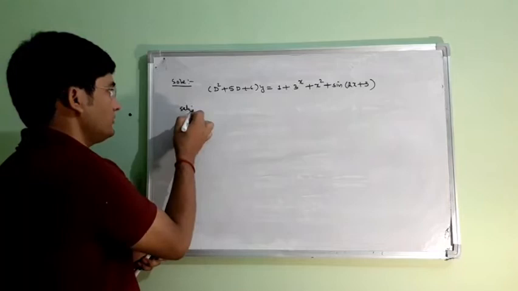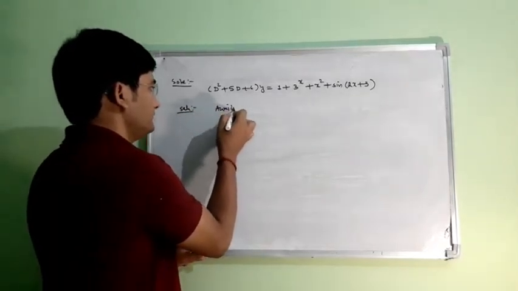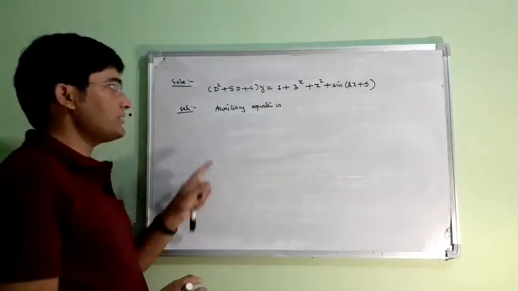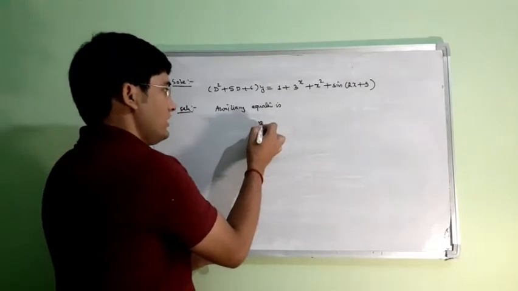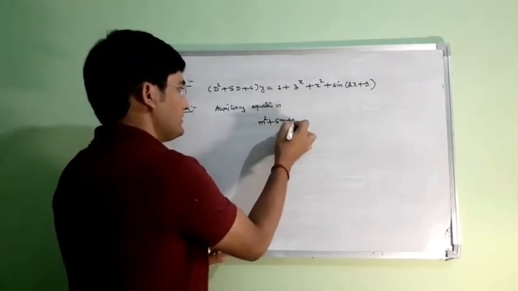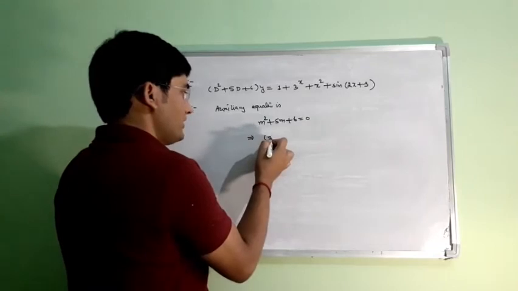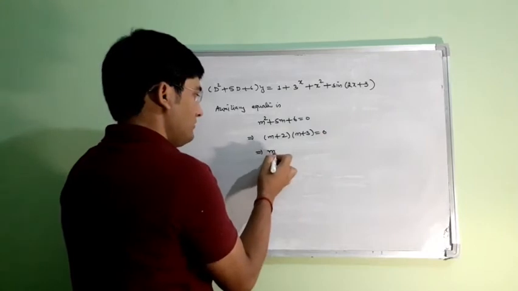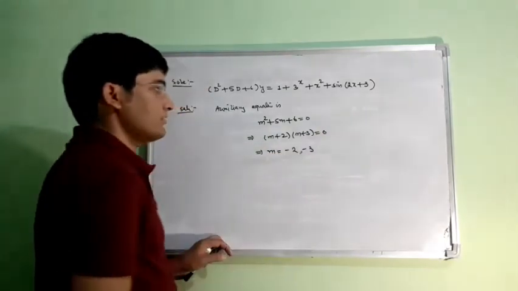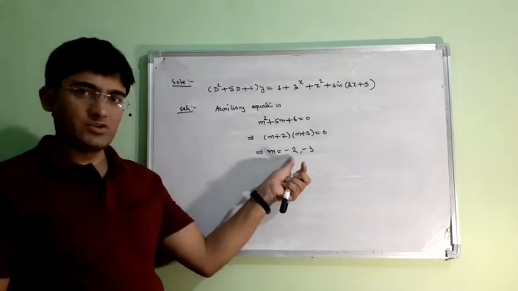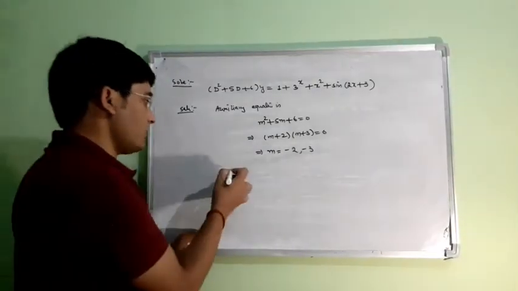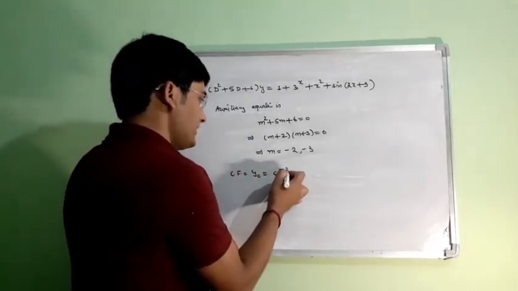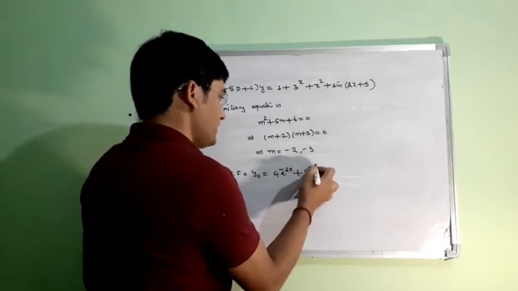Solution: for the auxiliary equation we will replace D by m. So this will be m square plus 5m plus 6 equal to 0. The factors will be (m plus 2) into (m plus 3), so our m will be minus 2 and minus 3. So we have two roots, one is minus 2 and another is minus 3. So your complementary function yc will be c1 e to the power minus 2x plus c2 e to the power minus 3x.